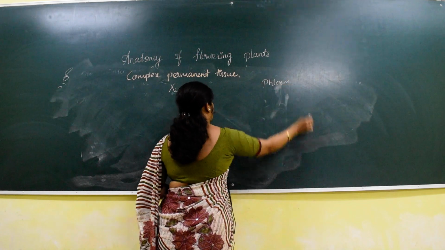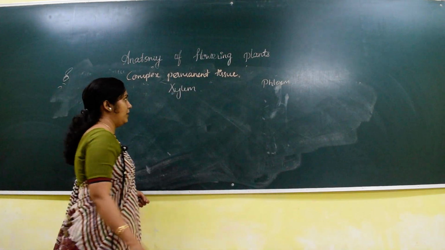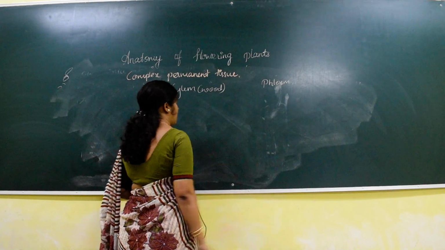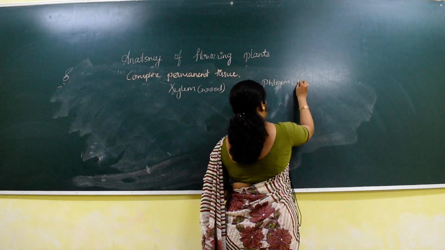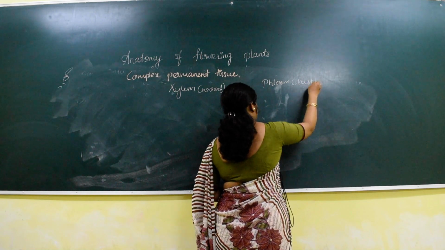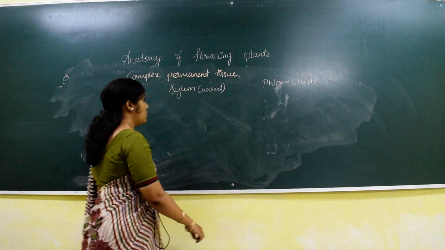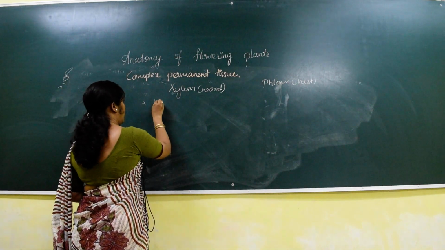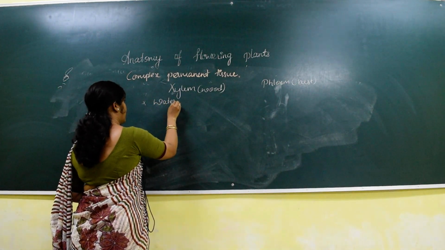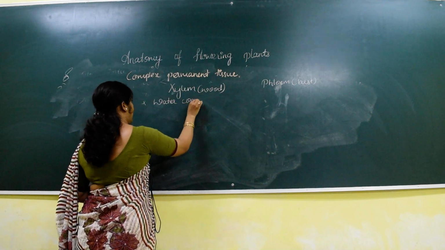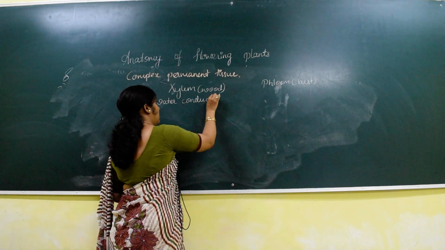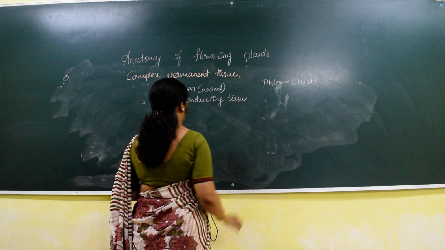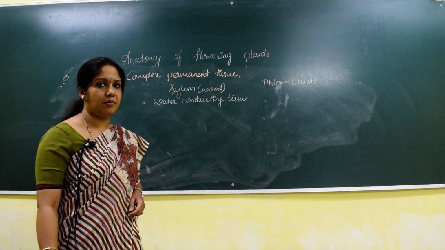Xylem and phloem. So xylem is commonly called wood, whereas phloem is called bast. So first we'll take up the xylem. Xylem is a water conducting tissue. Now the xylem and phloem are placed in complex permanent tissue.